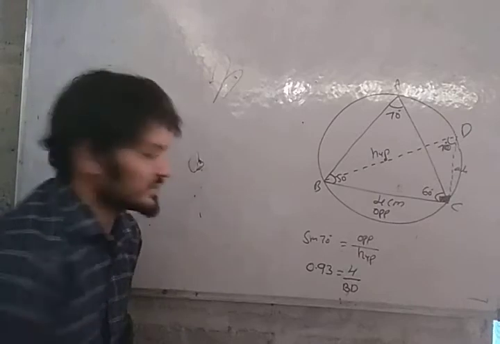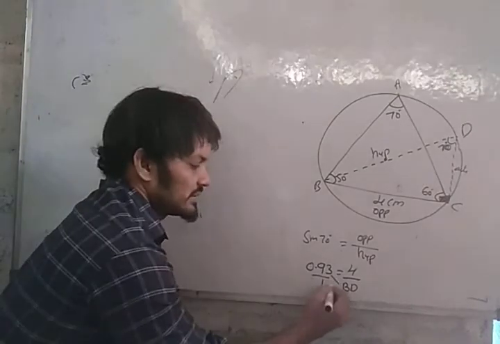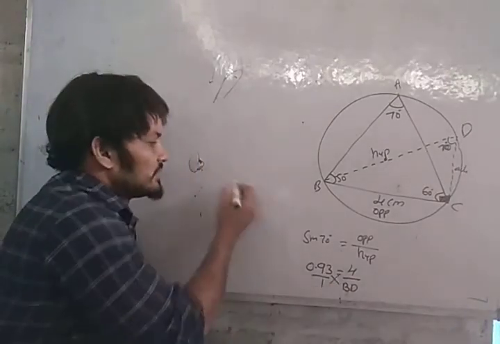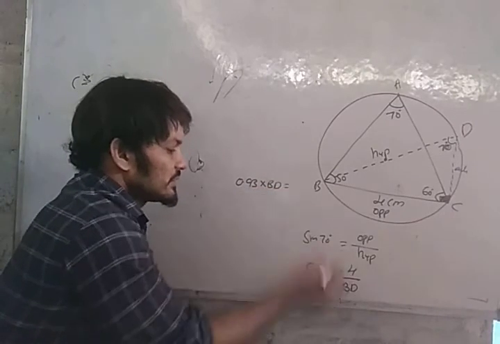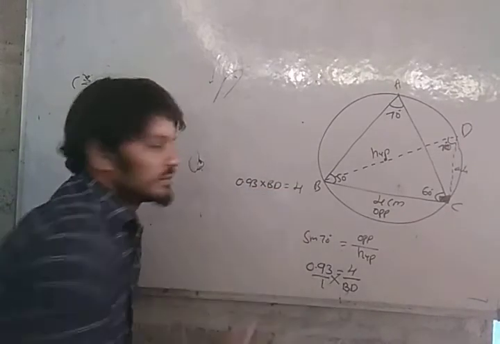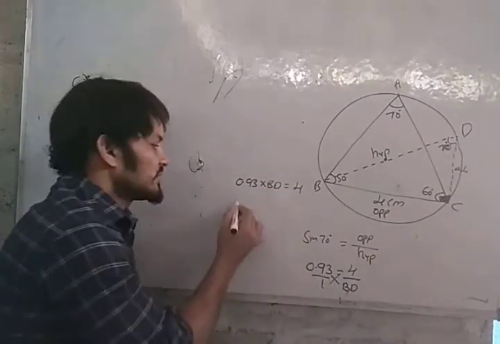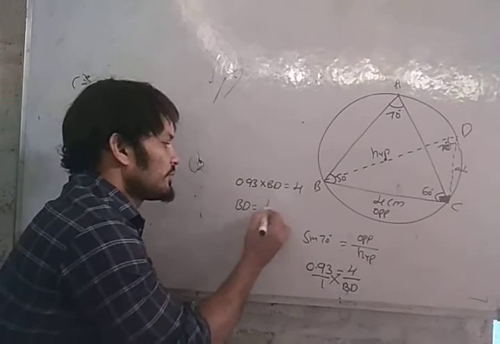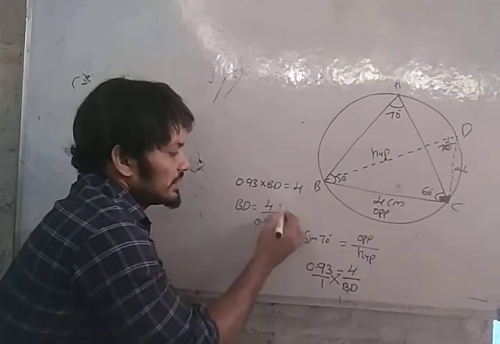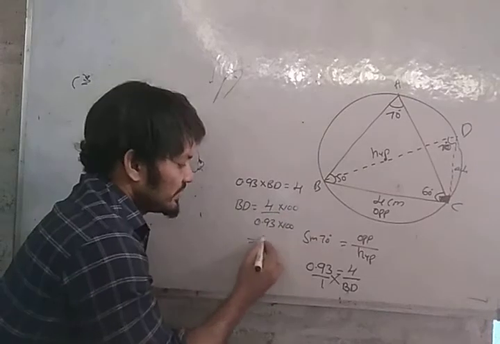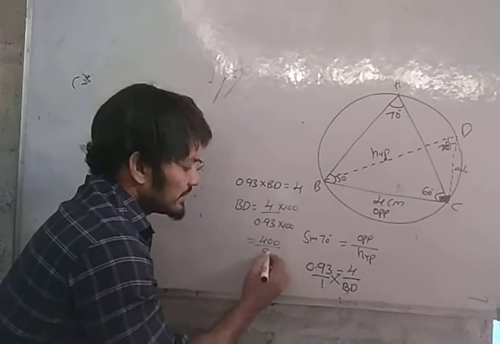This is over 1, cross multiply. 0.93 into BD is equal to 1 into 4, which is 4. Then BD is equal to 4 by 0.93. Multiply by 100 on top and bottom, which means 400 by 93.